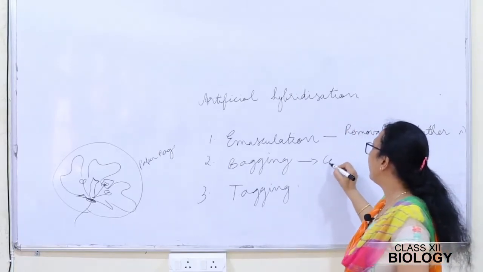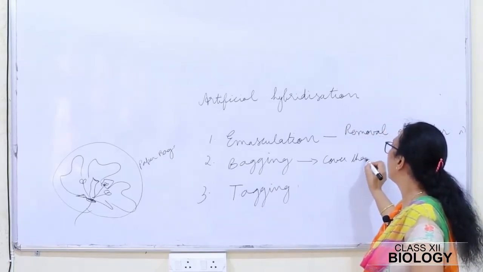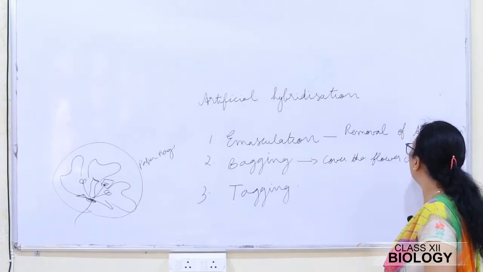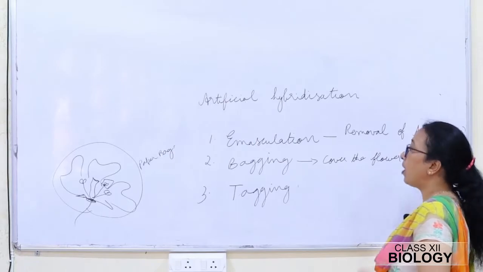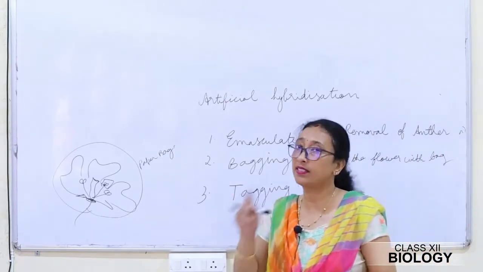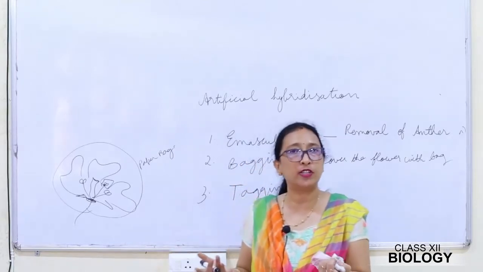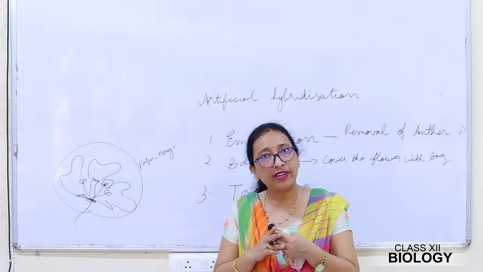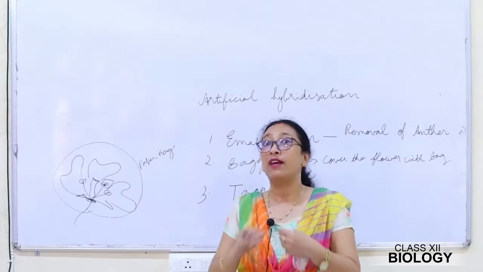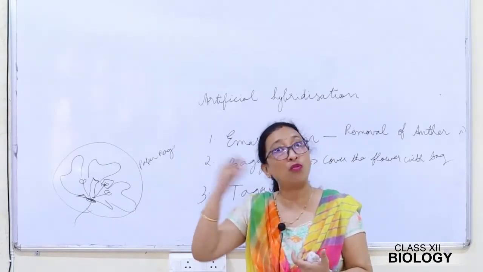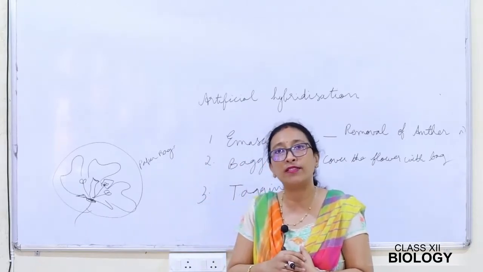When you cover the flower with a bag, why do we cover it? Because the stigma is still exposed. So now there are no chances of pollination taking place. We have removed the anther, that is emasculation. We have covered the flower, that means we have covered the stigma, so no foreign pollen grain will fall on the flower.